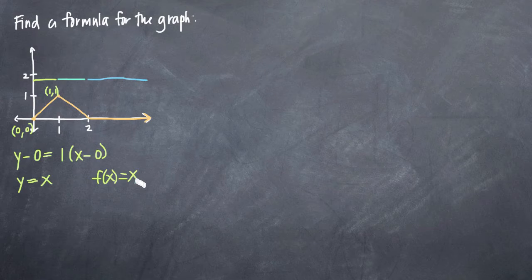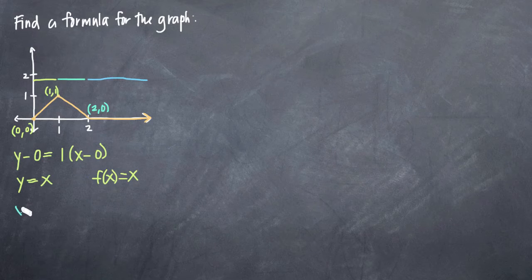For the second section, we can do the same thing. We know it intersects the point 1, 1 and 2, 0. We also know based on these 2 points that the slope of this particular section of our piecewise defined function is negative 1, because we have a linear function running through the points 1, 1 and 2, 0, and the slope of that line is negative 1.